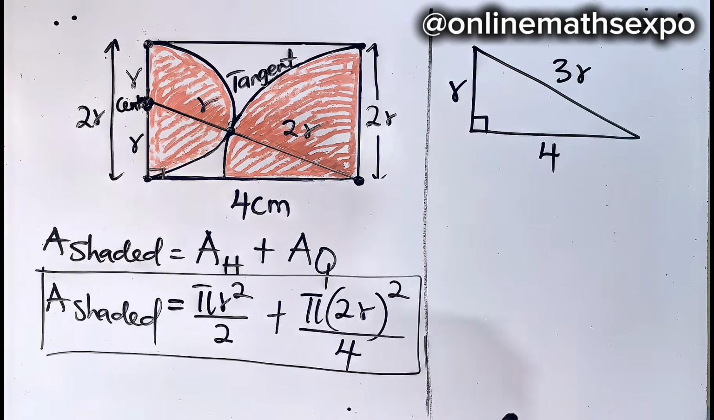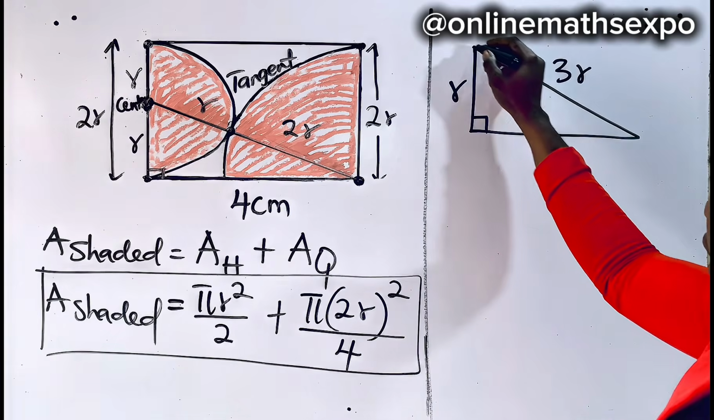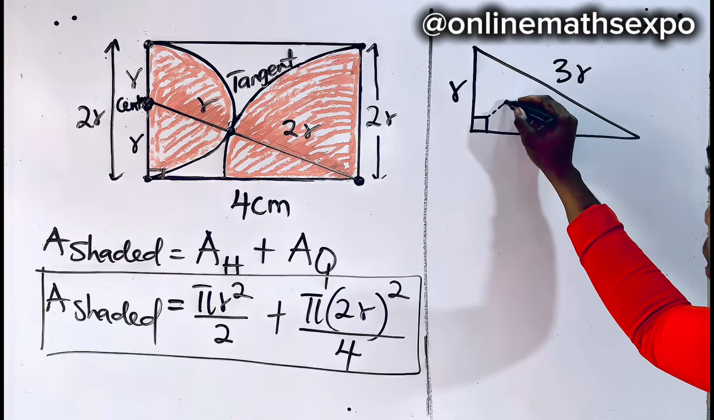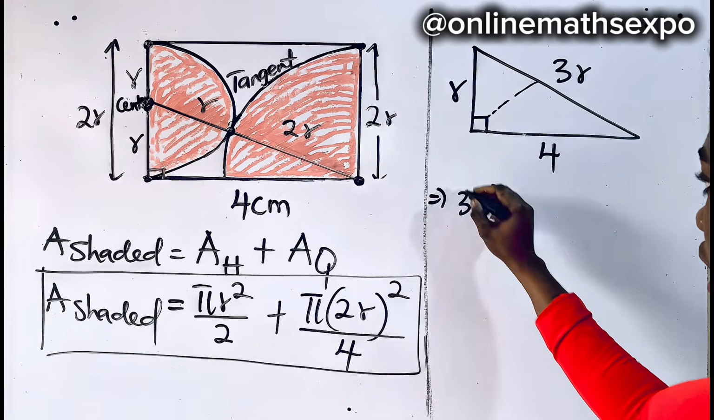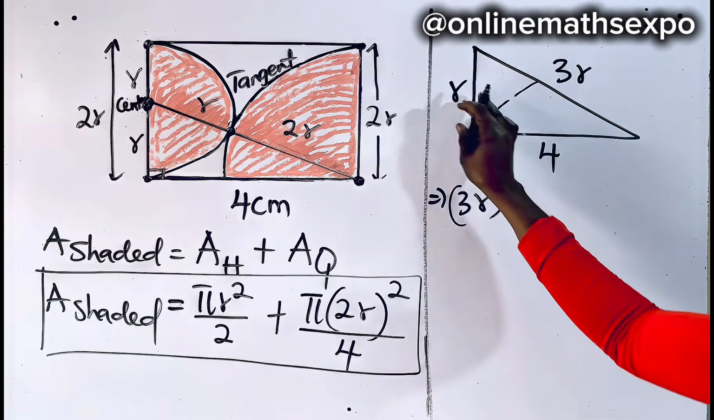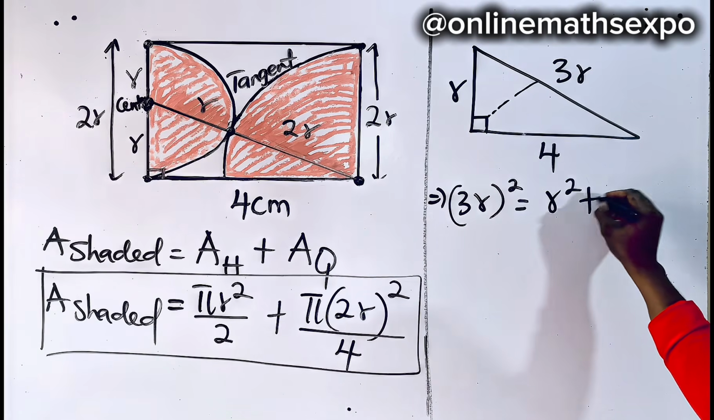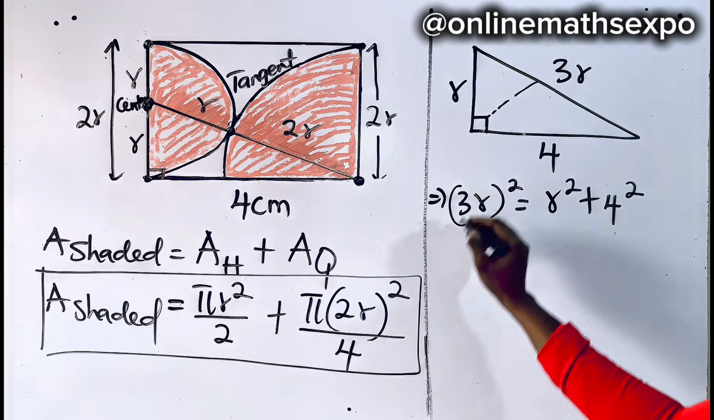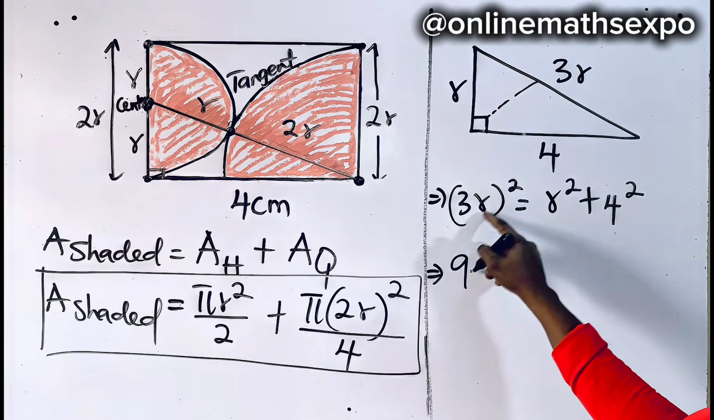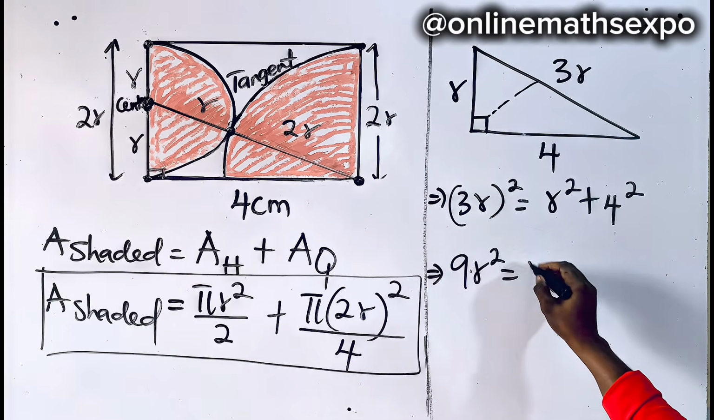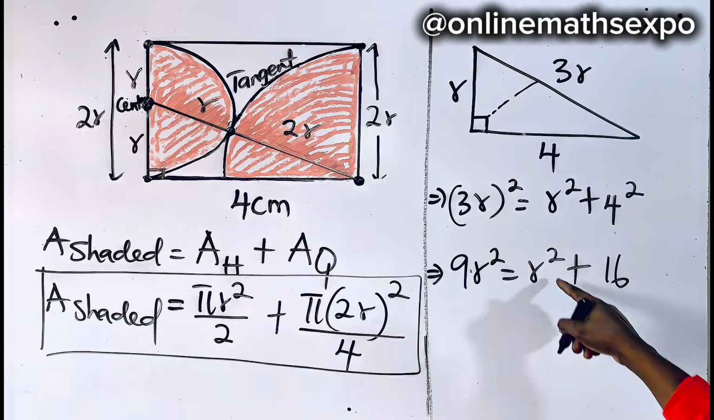We are working with the sides of a right triangle. Use your Pythagorean theorem. And this is the longest side, the side opposite to where this right angle is formed. Square it, you have 3r squared is equal to the sum of the squares of the two legs. And that gives us r squared plus 4 squared. If you simplify this, 3 squared will give us 9, then we have r squared is equal to r squared plus 16.